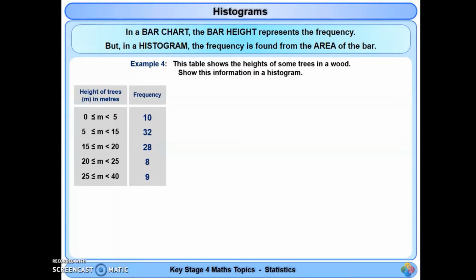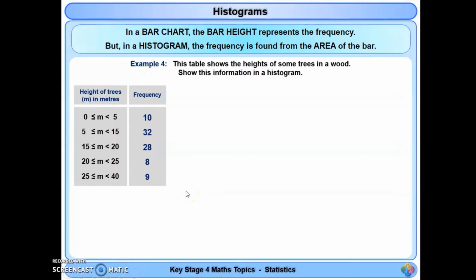Okay, we have a typical exam question here. This table shows the heights of some trees in a wood. Show this information in a histogram. So what that's telling me is there are 10 trees which are between the height of 0 and less than 5. There are 32 trees that are between the heights of 5 and less than 15, and so on.